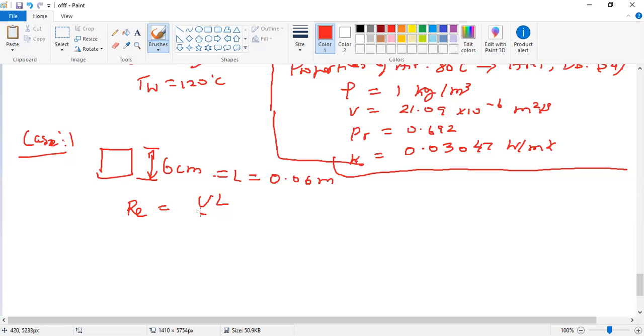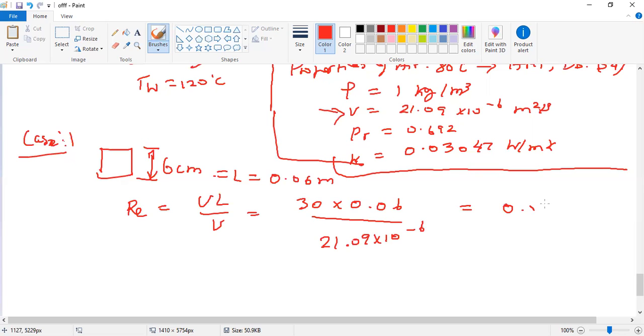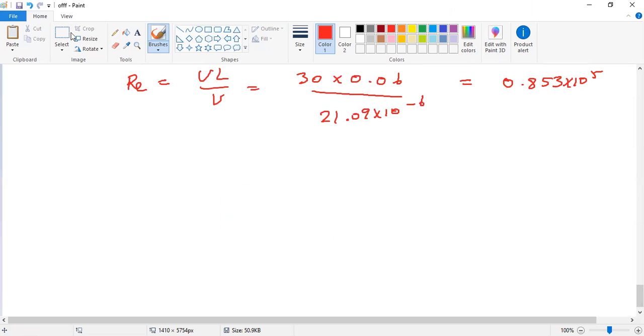The Reynolds number is UL divided by V. U is the velocity already given in the question, and L is 0.06, divided by the kinematic viscosity 21.09 into 10 power minus 6 from the data book. We solve and get 0.853 into 10 power 5. Since this is less than 5 into 10 power 5, the Nusselt number is Nu equals C into Reynolds number power N into Prandtl number power 0.33. So we find the values N and C.